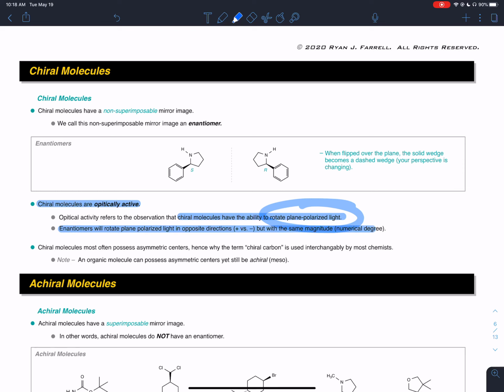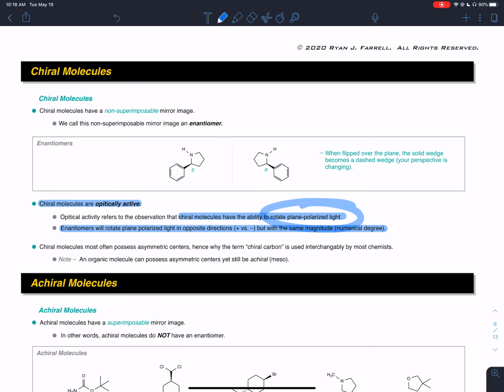Now, what's interesting here is that enantiomers will rotate plane polarized light in the opposite direction to the same degree. That is to say, if you had a pair of enantiomers, we're going to assign arbitrary optical rotation. Maybe S rotates light plus 27 degrees, clockwise 27 degrees. That means its enantiomer would rotate light negative 27 degrees, counterclockwise negative 27, okay?